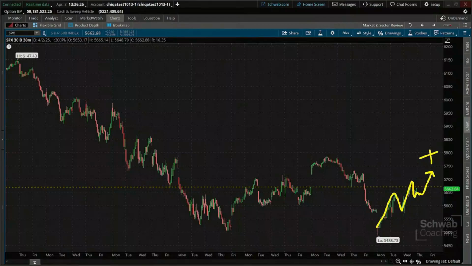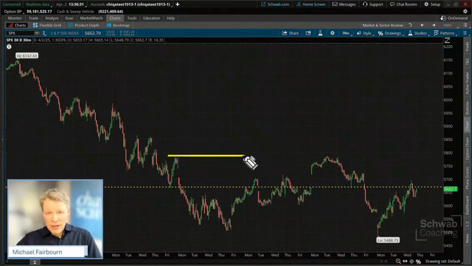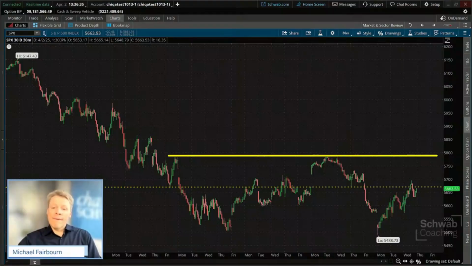But this is really one of the key levels we've been talking about, just keeping a look at that level. And now you can see where that support and resistance might reside, right there. It's at that level, and that's just real close to 5,800. So just keep that in mind.